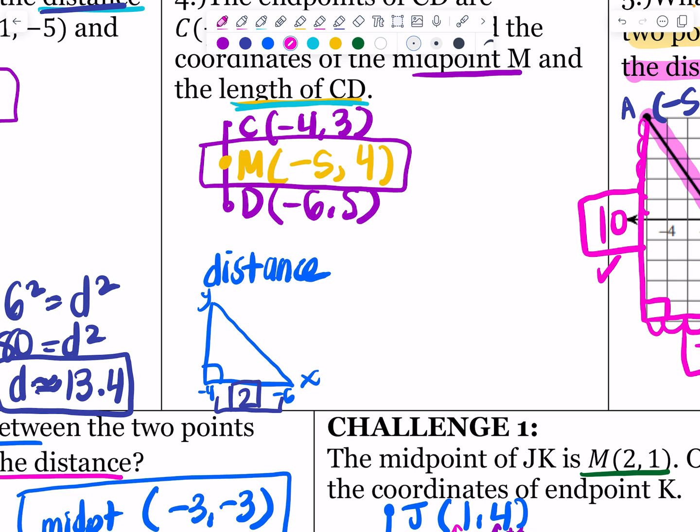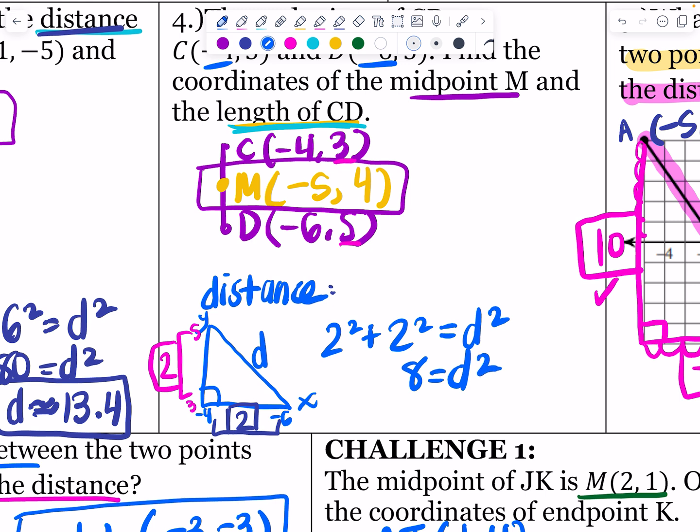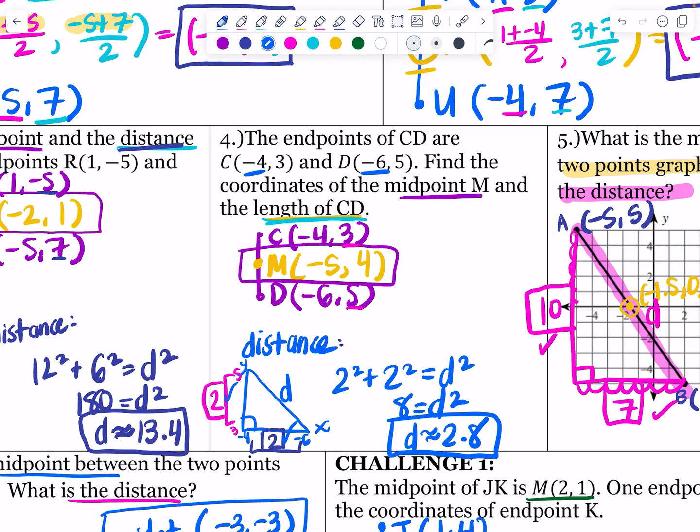Okay, let's look at the y values. What are my y values? Y values are 3 and 5. How far are 3 and 5 apart from each other? Again, that's going to be 2. So what do I plug into the Pythagorean theorem? I'm going to plug in 2 squared plus 2 squared equals d squared for distance. That's going to be 4 plus 4, which is 8. And then we take the square root of 8, which gives me about 2.8, a single positive number. 2.8 is more than 2, so I know that is a good answer for the hypotenuse. The distance from C to D is 2.8. The midpoint from C to D is (-5, 4).